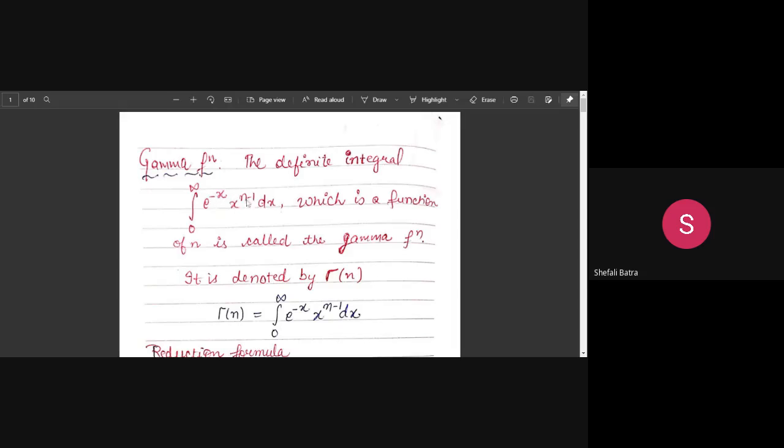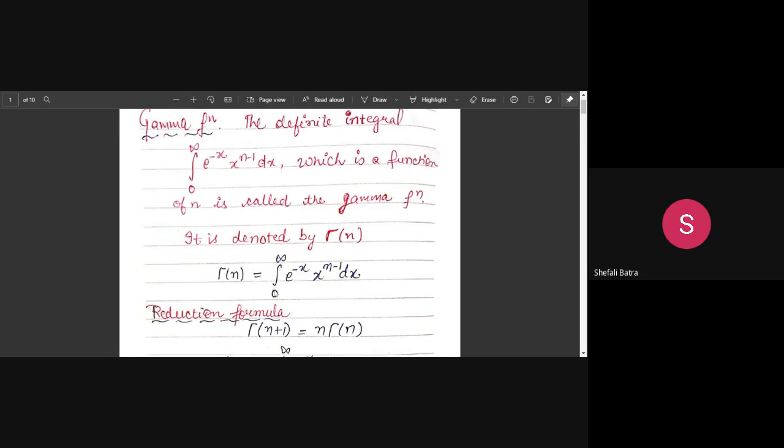So when you'll be solving it and putting the limit of x, then it would be a function of n only. So this integral is equal to gamma n. So gamma n is equal to 0 to infinity e raised to power minus x, x raised to power n minus 1 into dx. So you need to remember this definition, right?